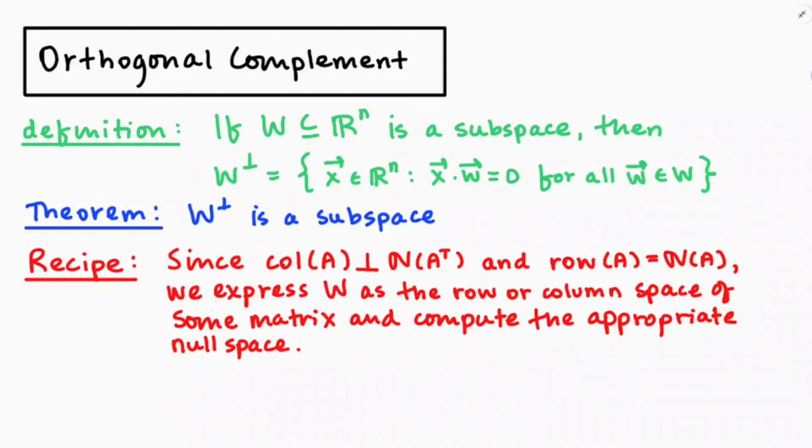Now, if we are asked to compute W perp for some given subspace W, we're going to use what we found out earlier, that the column space of a matrix is orthogonal to the null space of its transpose, or its left null space, and the row space is orthogonal to the null space. We're going to use that fact. So we're going to express our subspace W, that we want to find the orthogonal complement of, as the row or column space of some matrix, and then compute an appropriate null space. And I'll show you what I mean here in a second.